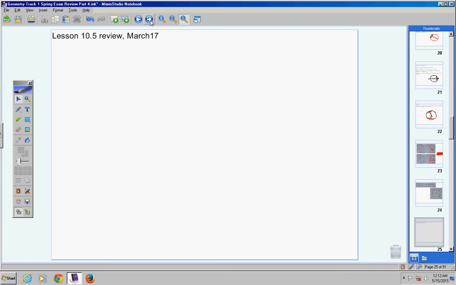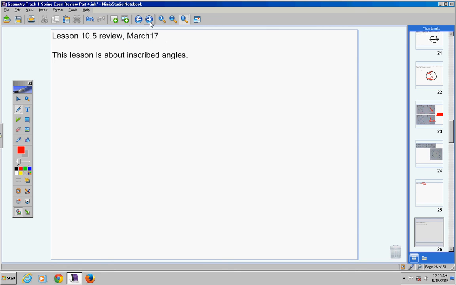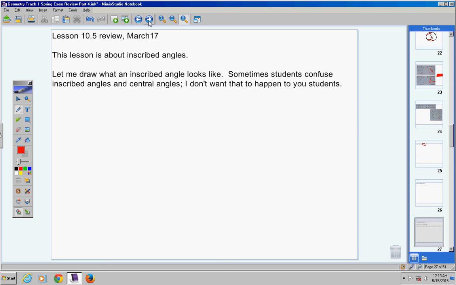So, all right, lesson 10.5, March 17th is the day that we took notes on this. And this lesson is about inscribed angles. Let me first of all draw what an inscribed angle looks like. Sometimes students confuse inscribed angles and central angles. I don't want that to happen to you. Please, students, take really good notes, okay?